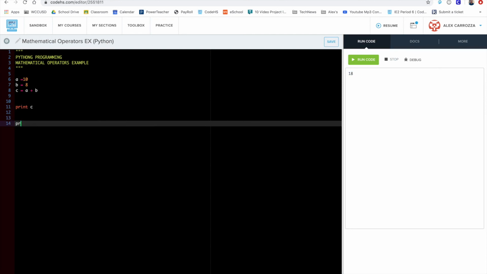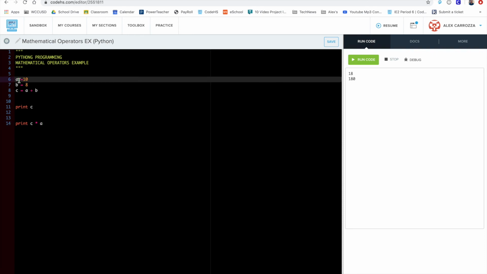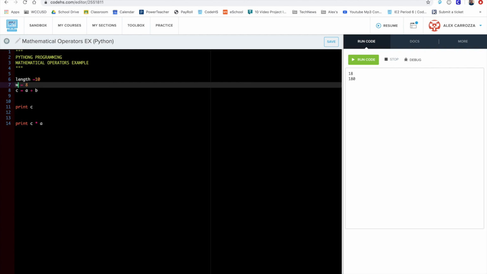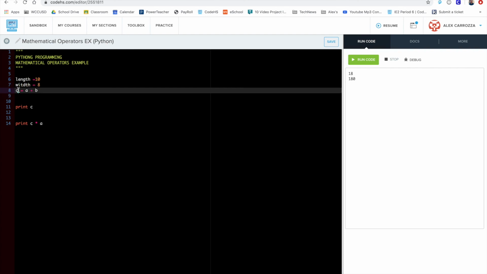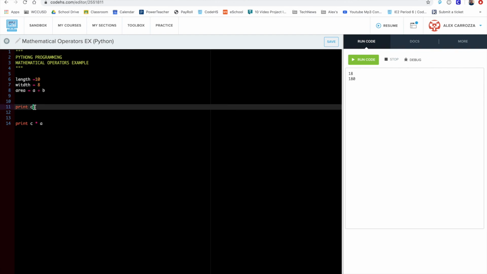Now let's try print c times a. What should come out is 180, right? Because c is equal to 18 and a is equal to 10, so that comes out to 180. So we have 18 and 180. So that's another example. And again, these variables don't need to be letters. They could be anything, right? Length, width, area. It could be stuff like this. I just like to use letters because it's a bit easier to understand.